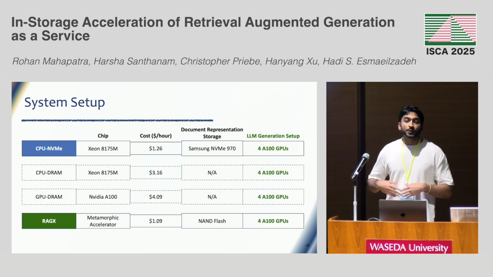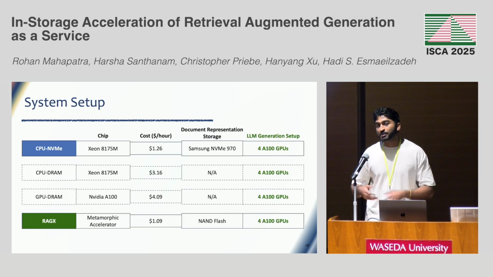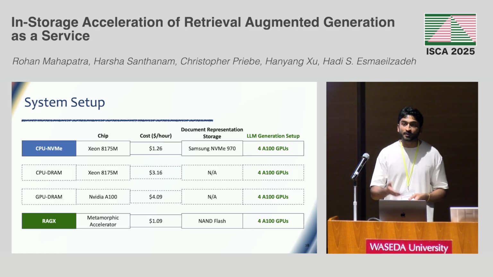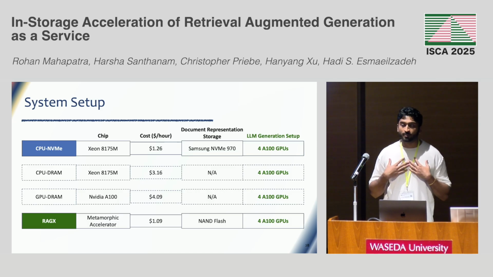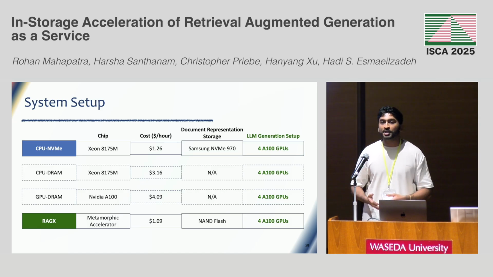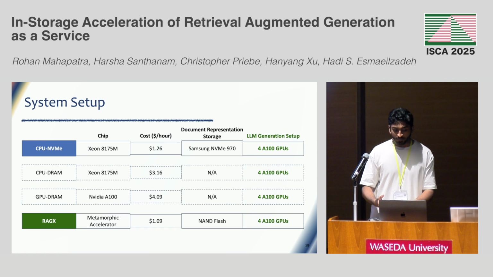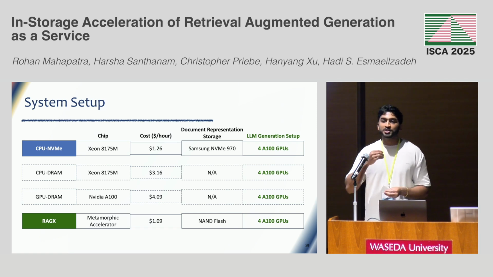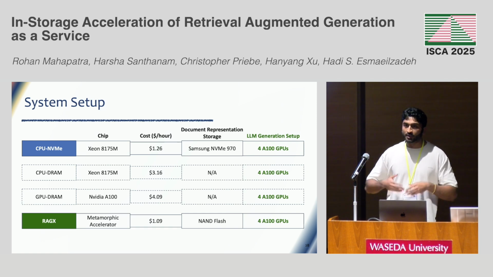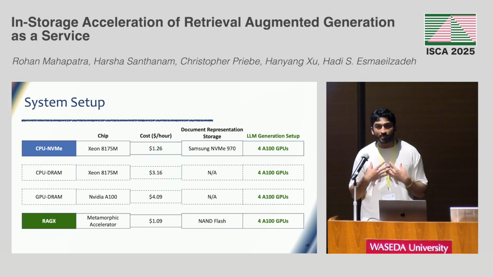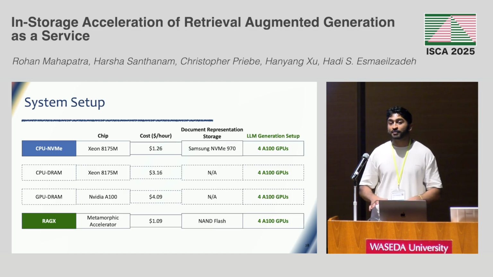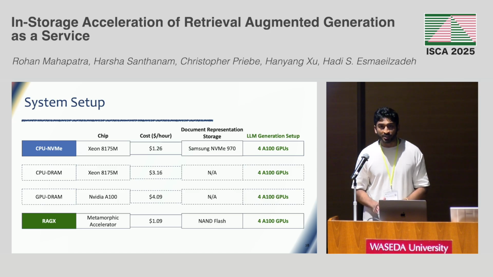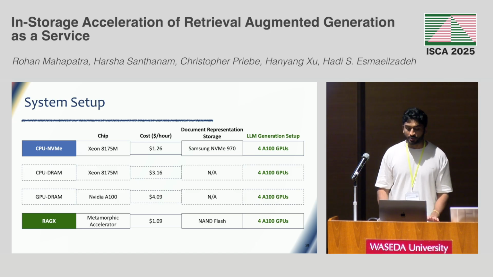Here I'm just showing a few of the systems that we have in our paper. For the rest, I'm going to have to refer you to our actual paper, but in the following slides, I'm going to talk about mainly 2 of these systems: CPU NVMe, which is our baseline, and RagX, which is our system. For CPU NVMe, all of the document embeddings are held in NVMe, but the distance computations and graph traversal are all done on the CPU. RagX is our metamorphic accelerator, which is placed with direct access to flash. I want to emphasize here that for all of our systems, LLM generation was always done using 4 A100 GPUs.